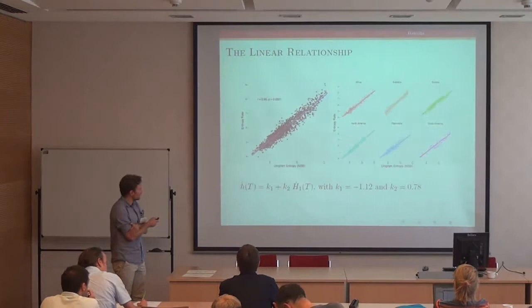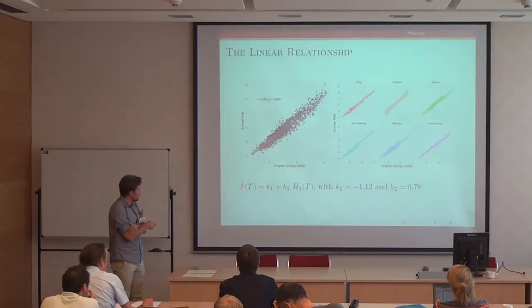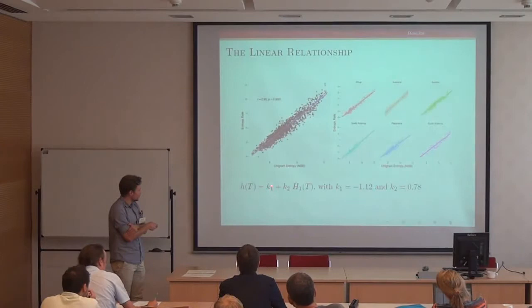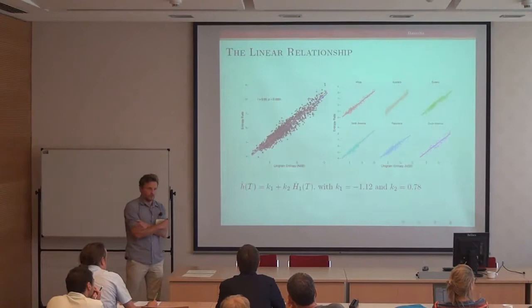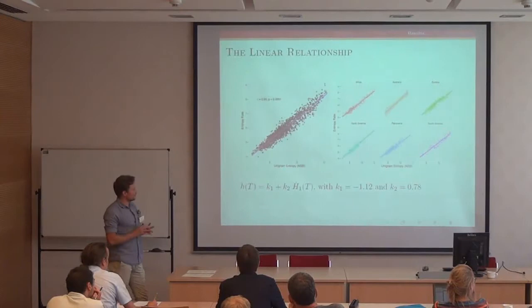That's the next step I need to do. And so if you fit a linear model to this, then what you get is that the entropy rate is actually very nicely linearly related, with an intercept and a slope. The intercept is estimated by maximum likelihood to be minus 1.12, and the slope is 0.78, which is significantly different from 1. That's something that Ramon said we should evaluate to start with, to try and understand better what's going on there.